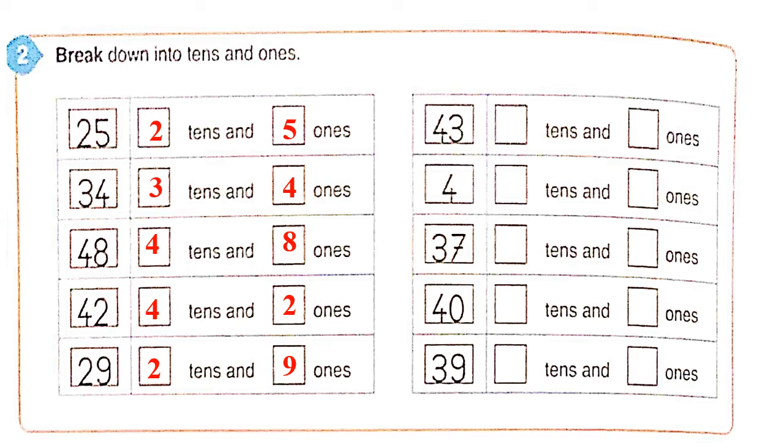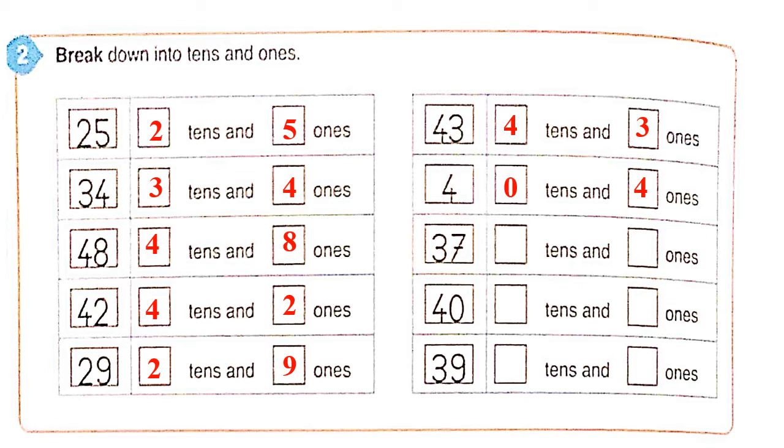43 now. 4 as tens because it's at the left, and 3 ones because it's the right digit. 4. 4 is the right digit, so it's the number of ones. But how many tens do we have? We have nothing at the left, or we can say there is only 0 at the left, so we have 0 tens and 4 ones.